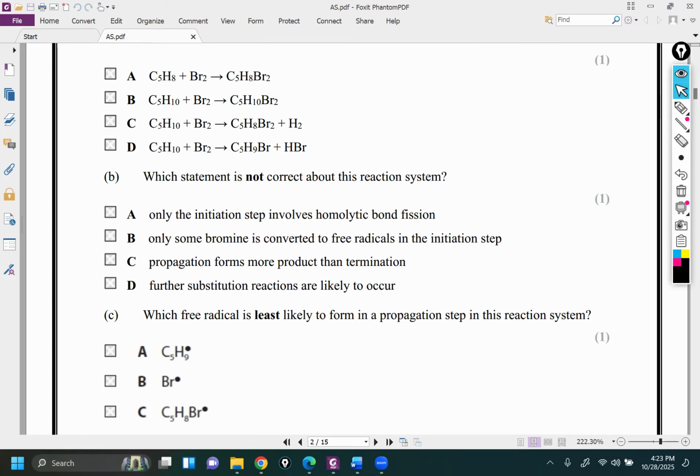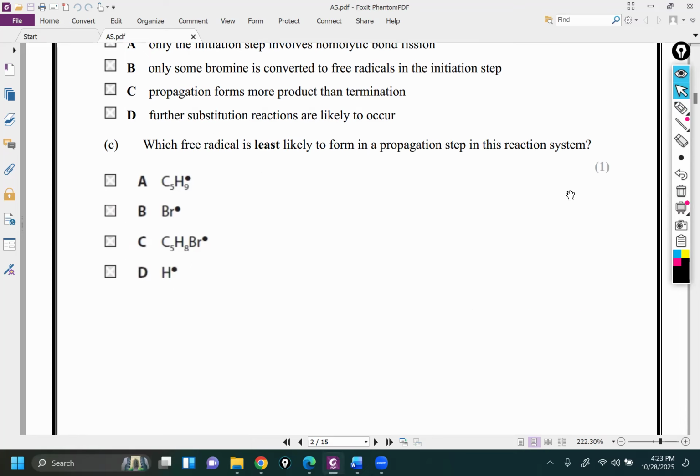And part C, which free radical is least likely to form in a propagation step in this reaction system? In this case, the correct option is option D, as hydrogen is the smallest atom and its bond length will be very small, and it is very difficult for hydrogen to be formed as a free radical.